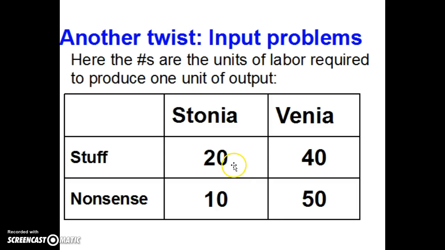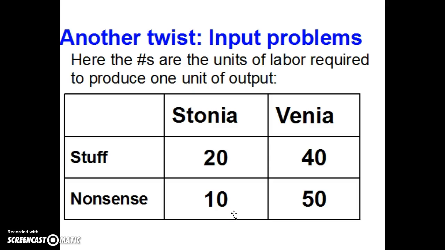We can't just say, oh, Estonia, what we give up is 10 units of nonsense, and put it over what we get, because these numbers don't represent outputs. So you have to think about it a little bit differently. Ultimately, instead of putting 10 over 20 for Estonia, for opportunity cost for stuff, you're putting 20 over 10. Okay, so you're really just flipping it when you do an input problem.